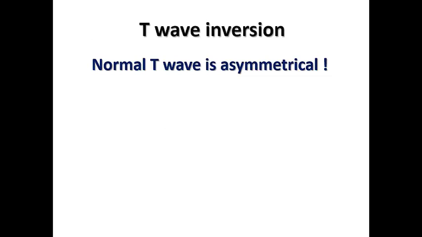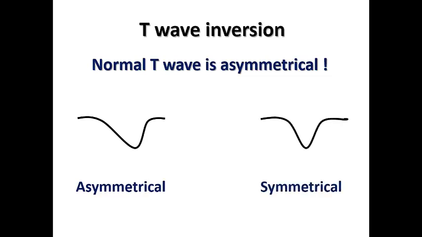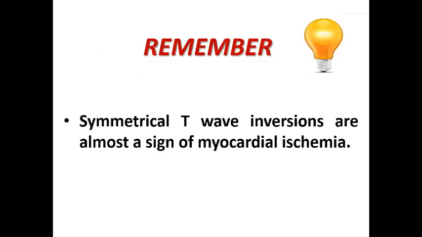And so, the T wave inversion can be asymmetrical in most of the cases related to normal or negative complex, or related to asymmetrical T wave inversion in secondary repolarization abnormality. But when it becomes symmetrical, of course, it is very suggestive for myocardial ischemia, and we consider the T wave inversion to be deep if more than 5 mm depth. So remember, symmetrical T wave inversion is almost a sign of myocardial ischemia in most of the clinical situations.